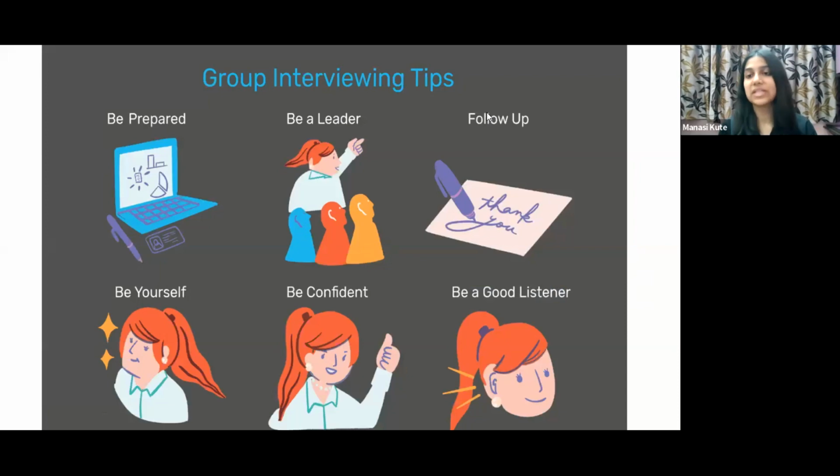These are just the basic group interviewing tips, because these are most needed at such times. As I said, you'll be having your group assessment first. The first thing is to be confident. Whatever solution you come up with, apply all your logic and come up with a good solution. Be wise while solving the case study.